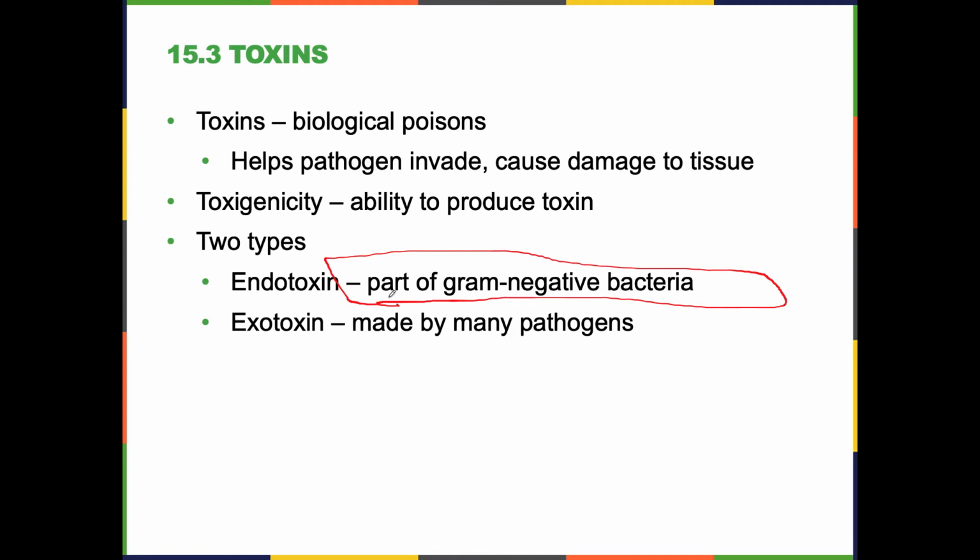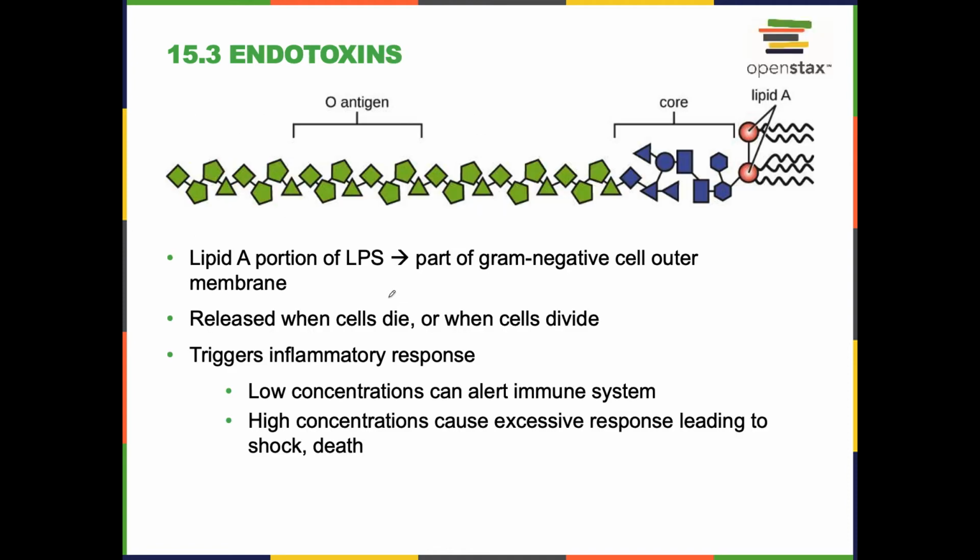So let's start with the endotoxins. Super quick review, right? Remember LPS, which is found within the outer membrane of gram-negative cells. This is what LPS looks like. We have our O antigen, our core, and then lipid A. This is the part that interacts with the membrane, right? So the endotoxin is the lipid A portion. So this part right here acts as the endotoxin.